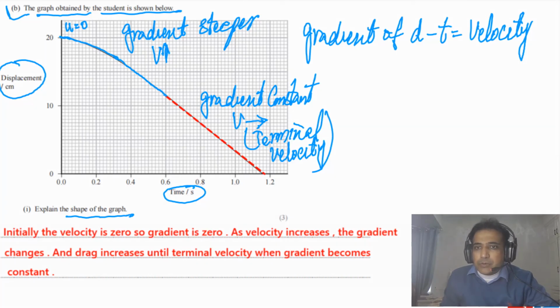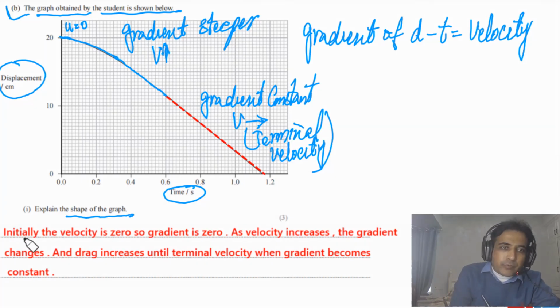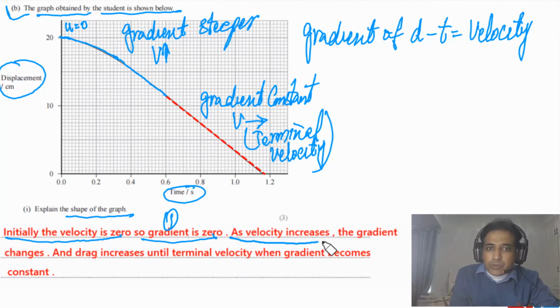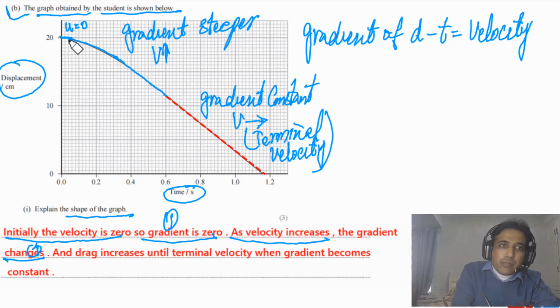In your final answer, you can mention these points. You can write down, first of all, initially the velocity is 0, so the gradient is 0. As gradient is 0, it means velocity is 0, and so you will get 1 point. Then you can say as velocity increases, gradient changes, you will get 1 point.